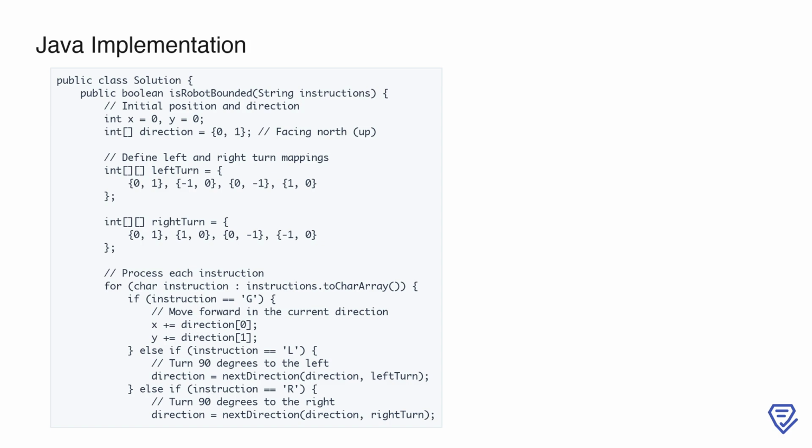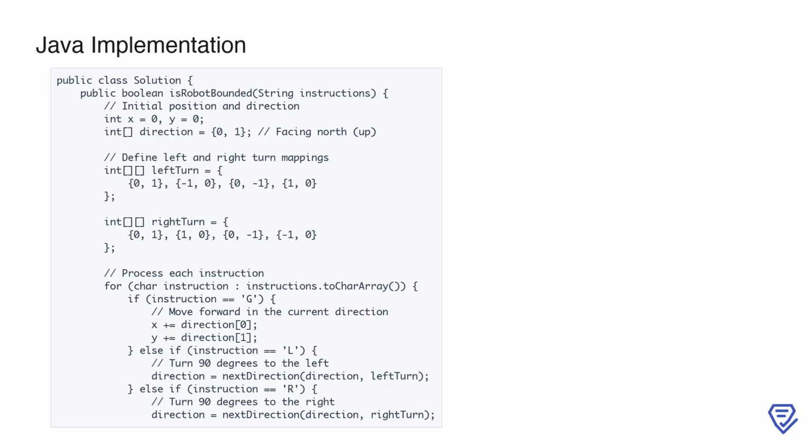Here, we begin implementing the solution to check if the robot is bounded in a circle. The robot starts at the origin, represented by coordinates 0, 0, and initially faces north. We define the direction as an array 0, 1, where the first value corresponds to movement along the x-axis and the second value corresponds to movement along the y-axis. To handle turns, we predefine two mappings, left turn and right turn. These mappings represent how the direction vector changes when the robot makes a 90-degree turn to the left or right. For example, a left turn from north changes the direction to west, represented as -1, 0.